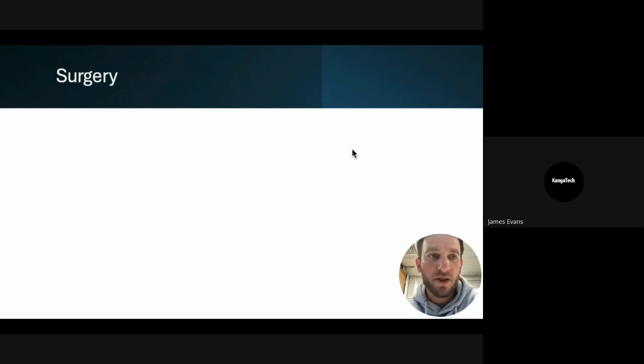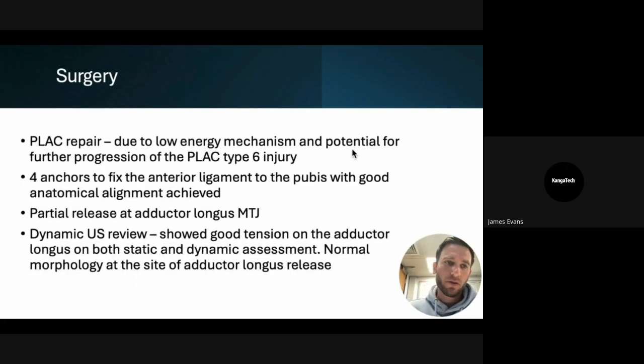So we decided on the surgery, and it was decided that we would go for a plaque repair due to the low energy mechanism and the potential for further progression of the plaque type 6. So we didn't want that tear to get bigger or re-injure. So it was fixed with 4 anchors to the anterior ligament to the pubis, restoring good anatomical alignment. And then there was a partial release at the adductor longus MTJ a little bit more distally, with a dynamic ultrasound review showing good tension on the adductor longus on both static and dynamic assessments, and that there was normal morphology at the site of the adductor longus release.